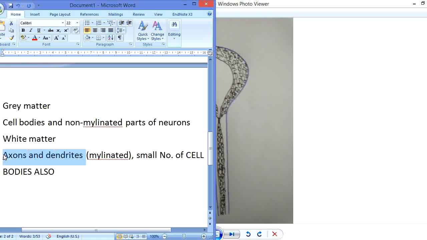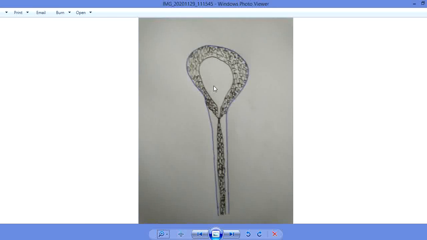But it should be noted that the gray matter consists of non-myelinated, and the white matter consists of myelinated parts. So in this, the outer part of the brain, you can see this is the outer part of the brain.